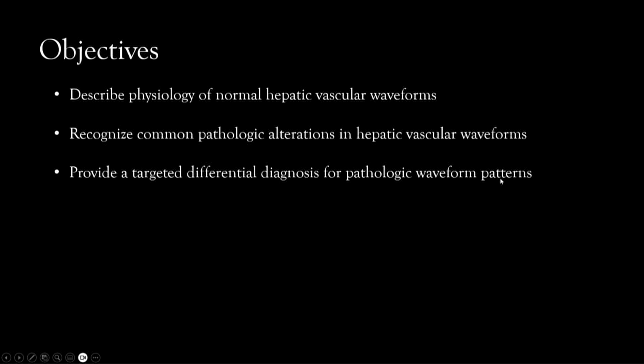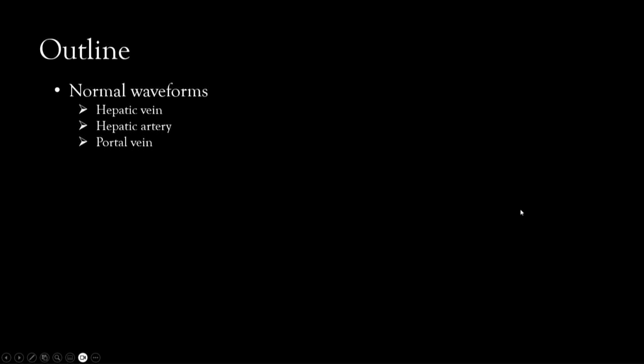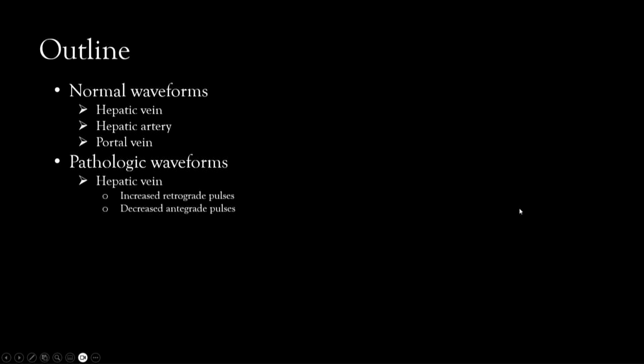So our objectives for the talk today: we're going to describe the physiology of normal hepatic vascular waveforms so you can really understand what underlies the morphology of those waveforms. We're going to discuss some common pathologic alterations in those waveforms, and then I'm going to hopefully give you the tools to provide a targeted differential diagnosis for when you encounter a pathologic waveform. So we'll start by going through the normal waveforms, and then we'll discuss the pathologic waveforms.